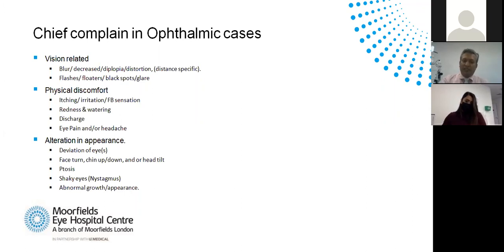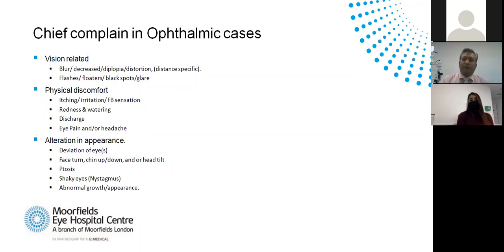Or it can be, as I said, based on an alteration in the appearance, which can be related to ptosis or deviation. More common is the deviation of the eyes, like the squint. Someone may feel that the eyes are not straight. When I'm looking straight, one eye goes off or comes in. Parents may come with a newborn baby and say the eyes are not stable, I see that the eyes are moving very much, the kid has a shaky eye.